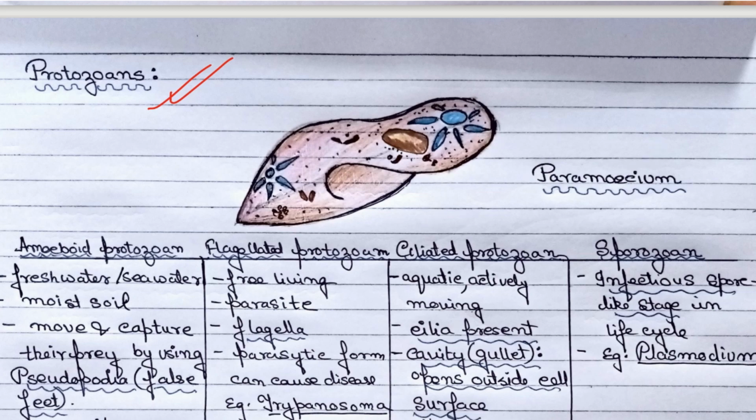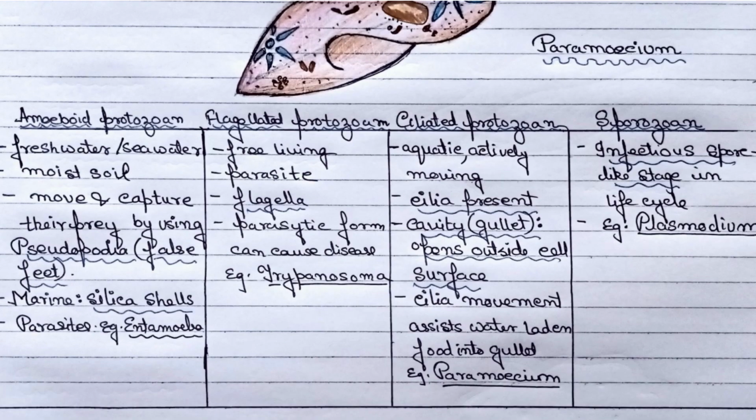Now protozoans are primarily divided into again 4 parts. What are the 4 parts? Amoeboid protozoa, flagellated protozoa, ciliated protozoa, and sporozoa. So what are the 4 different types of protozoa? Amoeboid protozoa, flagellated protozoa, ciliated protozoa, and sporozoa.